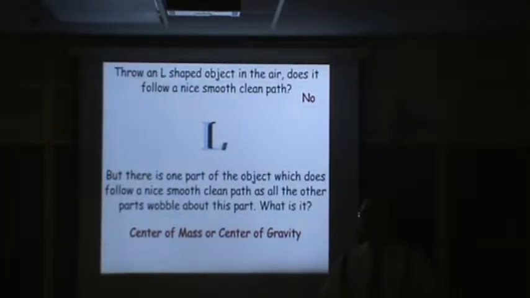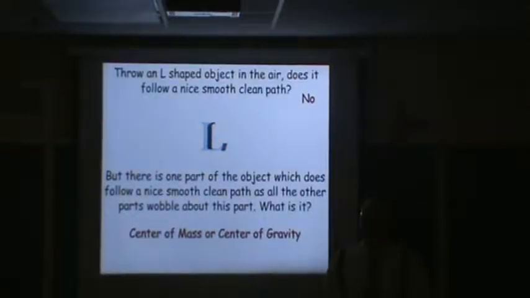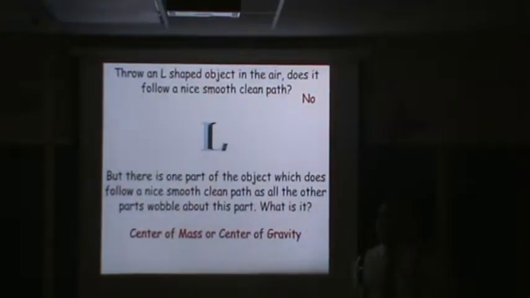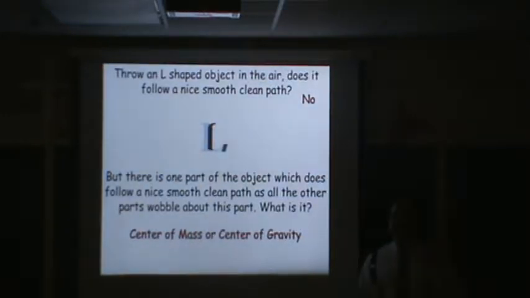For all objects near the surface of the Earth, where their center of mass is, that's where their center of weight also is. So the center of mass and gravity is just that point. You can take any object and replace it with a little dot, and that little dot represents where, as far as Mother Earth is concerned, all the particles making up that thing happen to be.